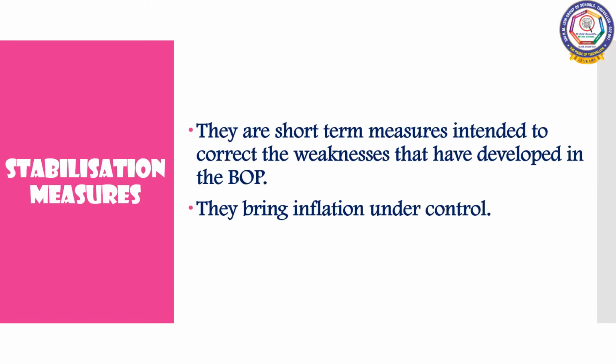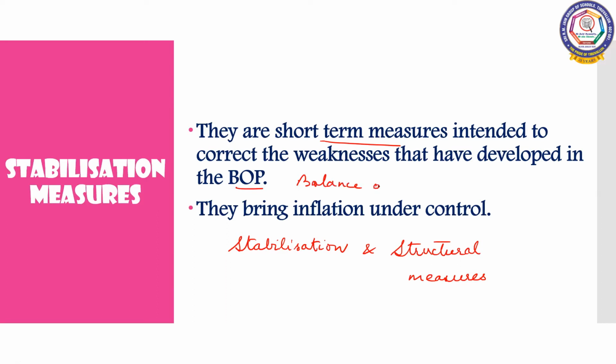These policies were classified into stabilization measures and structural measures. The stabilization measures are short-term measures intended to correct the weaknesses that have developed in the BOP, the balance of payment. And they aim at bringing inflation under control. Hence, when there is a price rise, these measures would help to control the increase in prices.